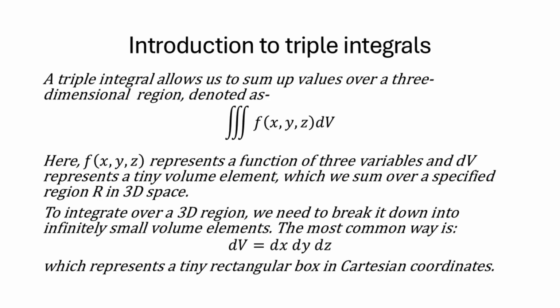Here, f of x, y, and z represents a function of three variables, and dV represents a tiny volume element which we sum over a specified region R in 3D space.